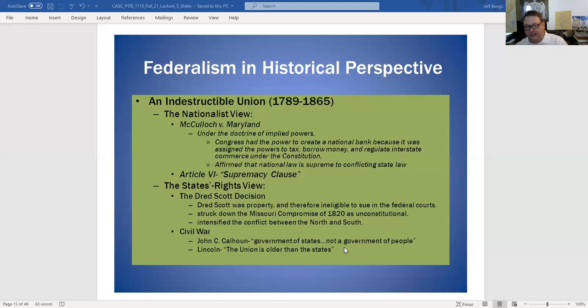When he was elected, South Carolina had already seceded, and by the time he took office, I think there were 7 states that had seceded when he was elected. By the time he took office, there were 11 total for the South. The South seceded from the Union because of their belief in state rights.